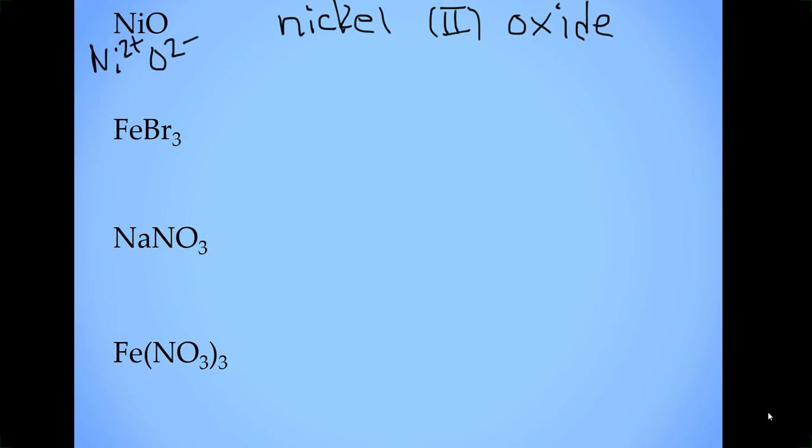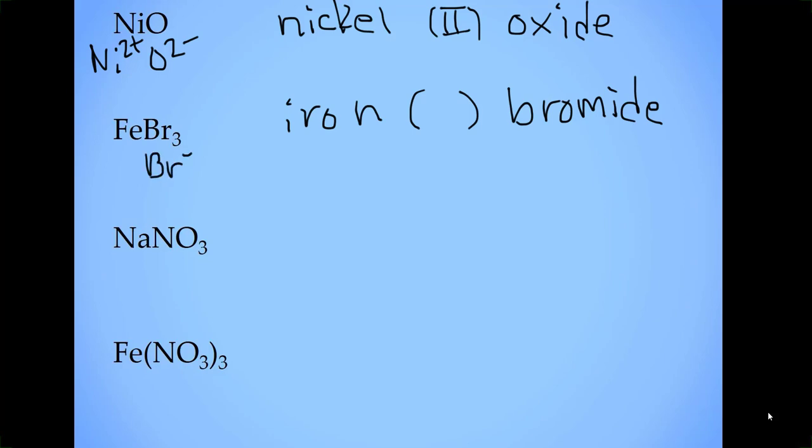So let's look at the next one. So we have iron, and I'm going to go ahead and just name the second compound. This is bromide. And iron can have multiple oxidation numbers. It's a transition metal, so we have to play detective to figure which one it is. So bromine has a charge of -1, and I have 3 of them, so that gives me a charge of -3. So that means iron must be a +3. So I put 3 in parentheses. So this is iron 3 bromide.